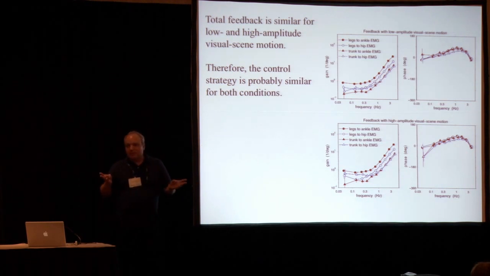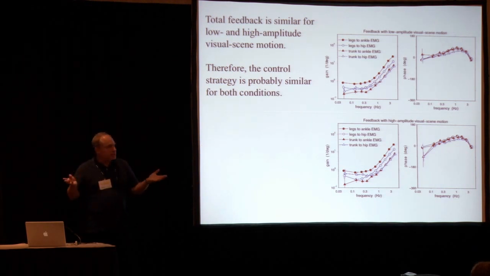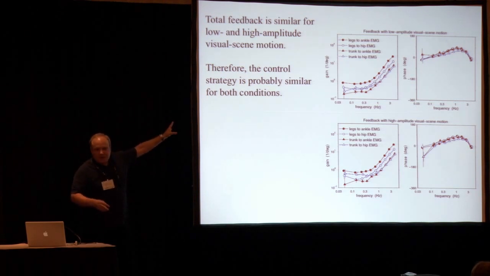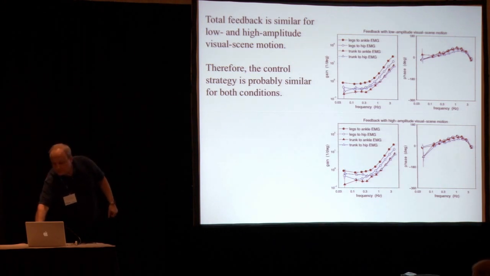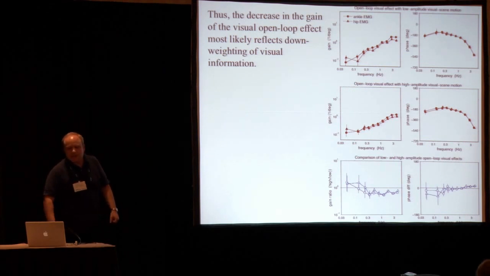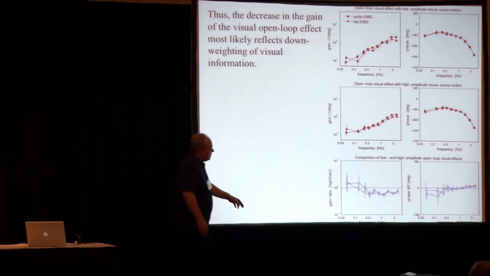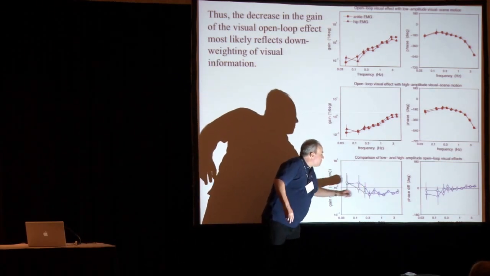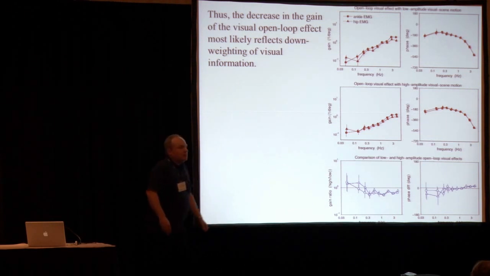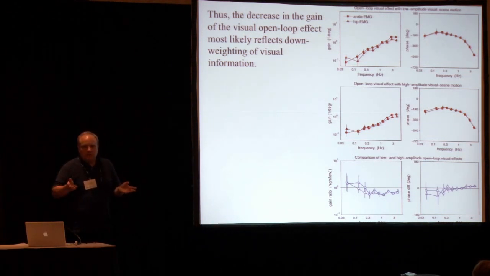Now, that's not what you would expect if the control strategy is changing. If the control strategy changes, you would expect overall feedback to change. So this strongly indicates that it's not the control strategy that's changing, it's actually the reweighting of different senses that has changed. So this is the conclusion, that the decrease in gain that you see here when you increase visual motion amplitude is primarily the effect of downweighting vision. It's not a change in the control strategy.